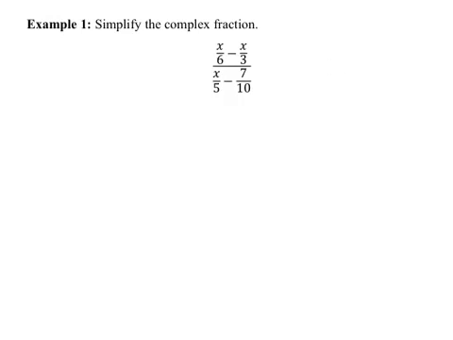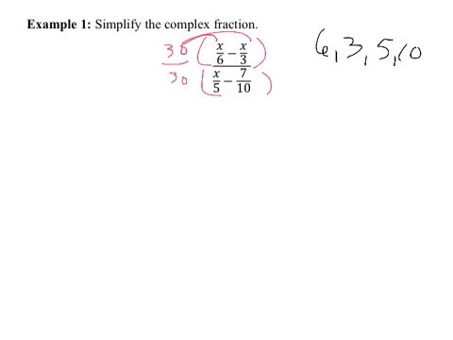So we'll take a look at the denominators here. We have 6, we have 3, we have 5, and we have 10. We'll look for a common denominator amongst all of them. Since these are all numbers, we can just realize right away that the common denominator is 30. So what we'll do is multiply the numerator and denominator by 30 both. We're going to see that we have to distribute this 30 to every term.